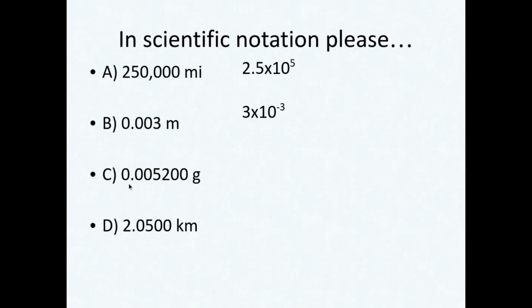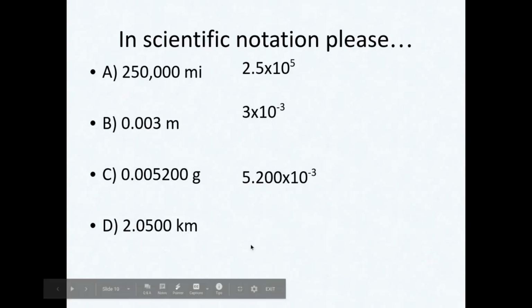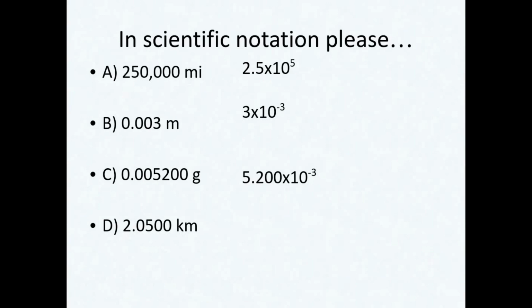If we look at this number, we would move our decimal 1, 2, 3 times. So we would get 5.2, and we would need to keep these zeros because if they're written in this, that means they're important or significant figures. So we would write 5.200 times 10 to the negative third. When we look at this number, we already have one number and a decimal. So we would just do 2.0500, and it would actually be times 10 to the 0 because that means 1.